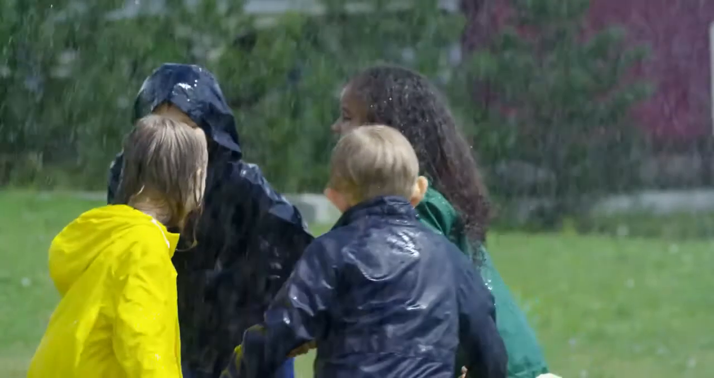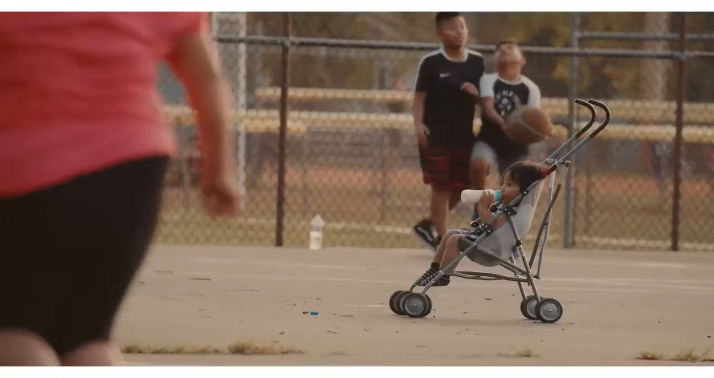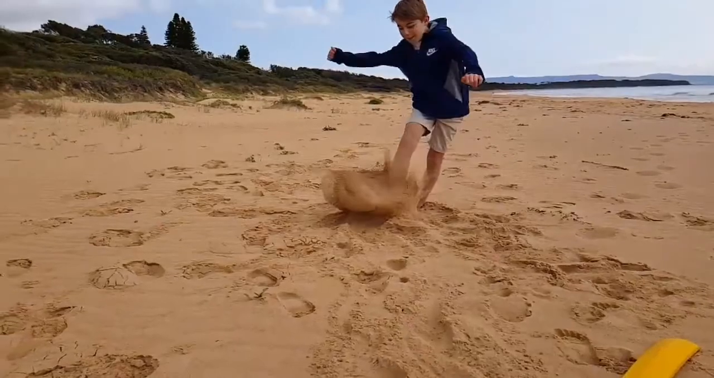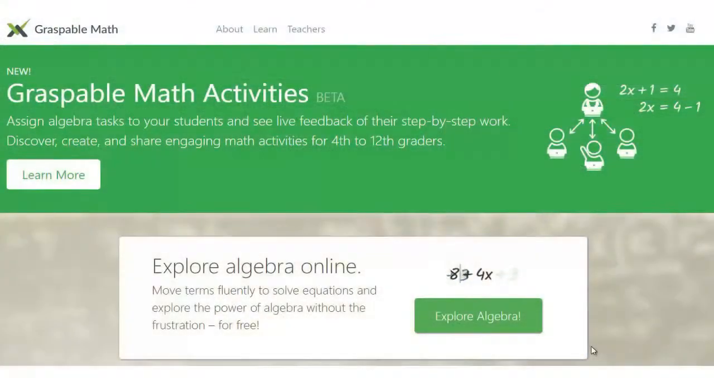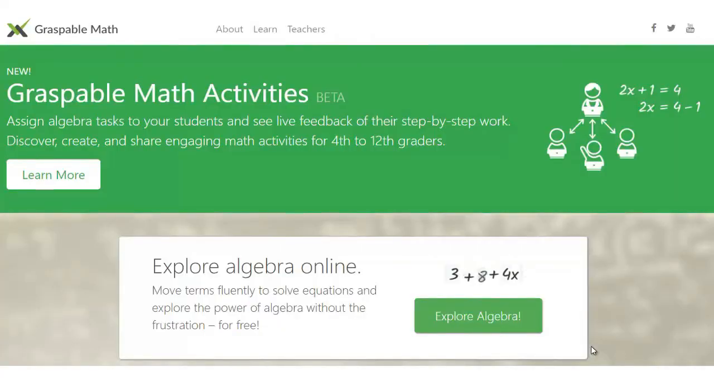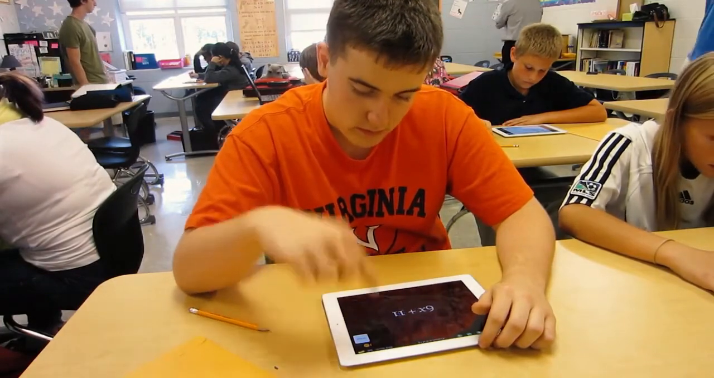When kids try to learn about the world, they do so by playing. They throw things, catch things, break things. This is the motivation behind Graspable Math. Founders David Landy, Eric Whitenauer, and Aaron Otmar built Graspable Math as a way to let algebra respond to students in a dynamic way so that students can play with algebra.